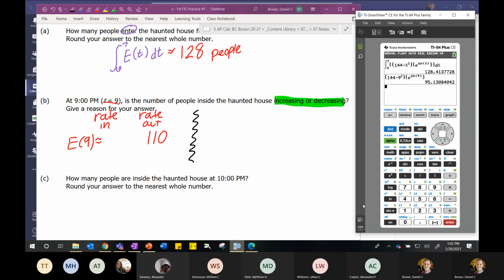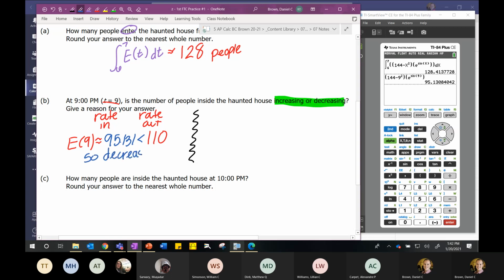I know those of you in person, that calculator screen is probably pretty tiny, but we do see that this is 95 point, and again, 3 decimals, I'll say 131, which is less than 110. Well, if the rate of people entering the haunted house is less than the rate of people leaving the haunted house, would that overall number of people inside that haunted house be going up or going down? Going down. So decreasing at t is equal to 9.